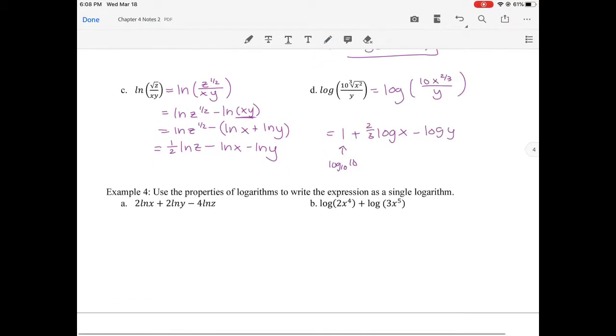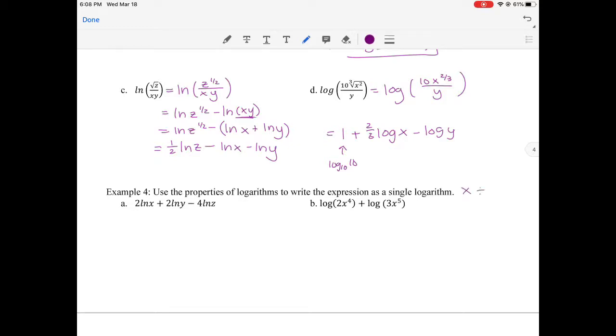Okay, on these other ones, when it says to condense it or express it as a single logarithm, we want everything to be like times, divide, and have like exponents. So let's see. Let's rewrite each term at a time. So let's get rid of the numbers out front. Those are our exponents. So we're saying that's really natural log of x squared plus natural log of y squared minus natural log of z to the 4th.